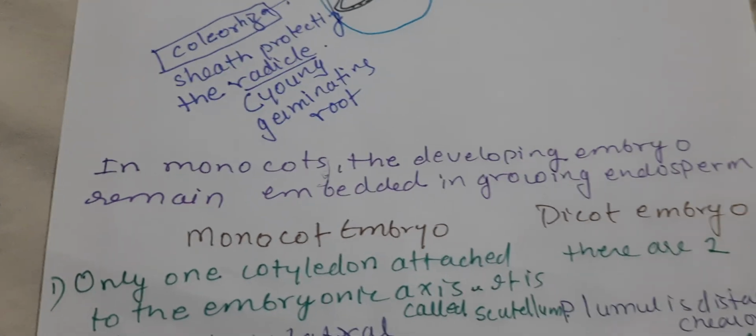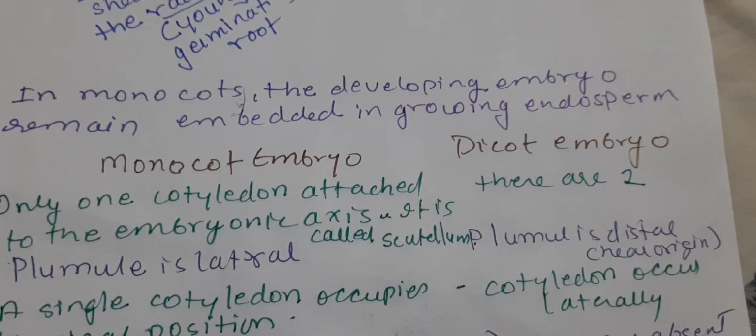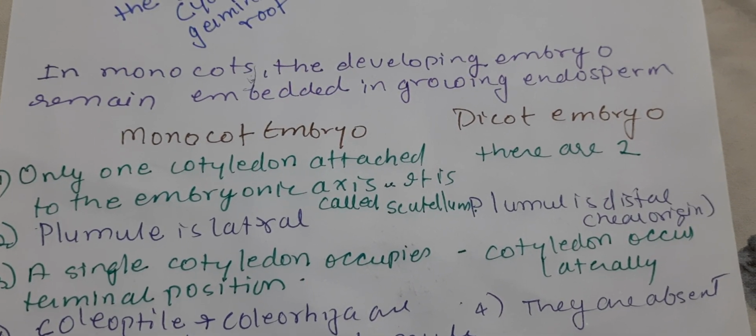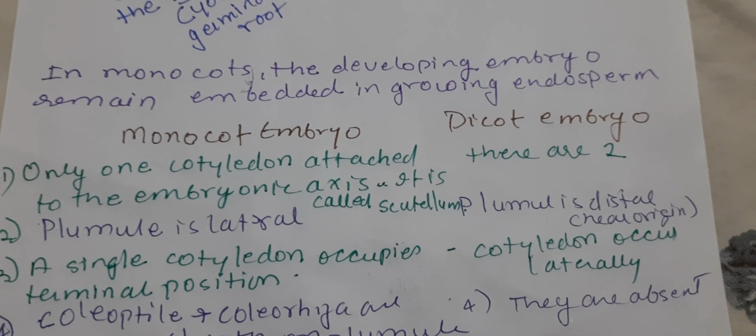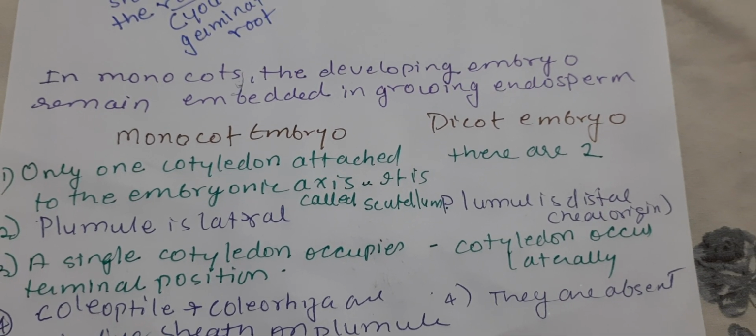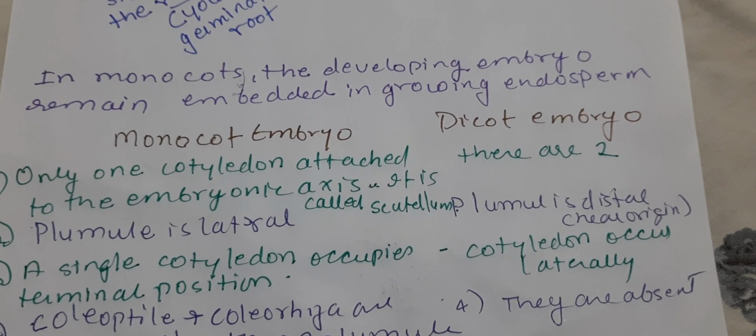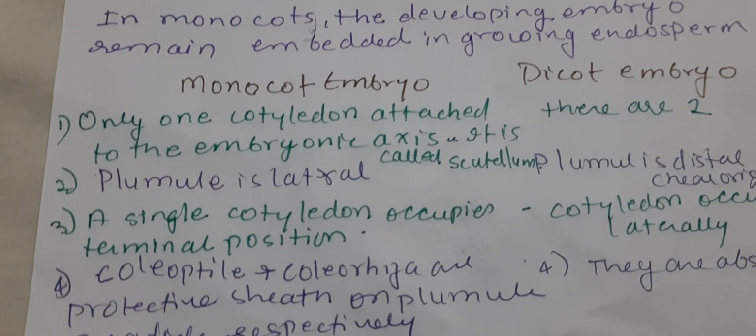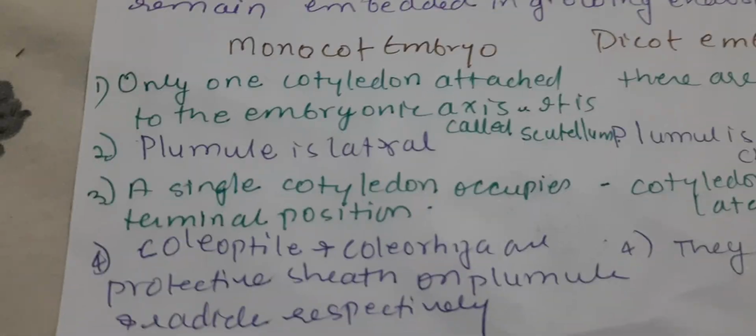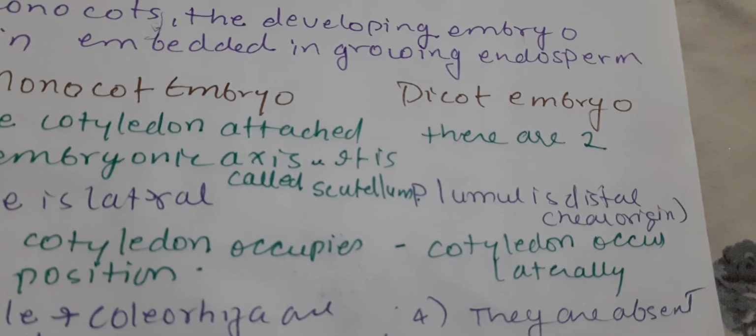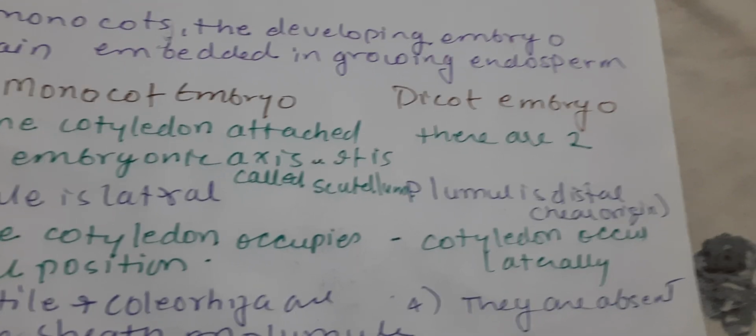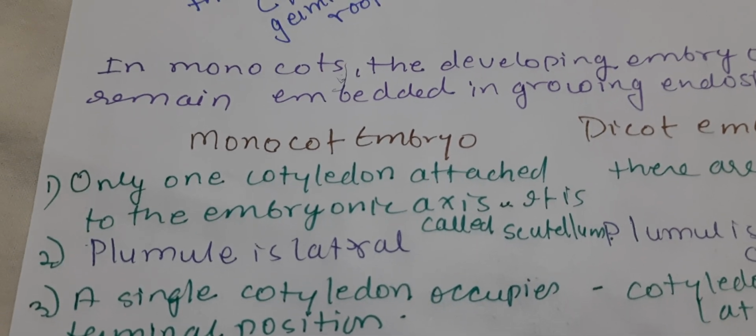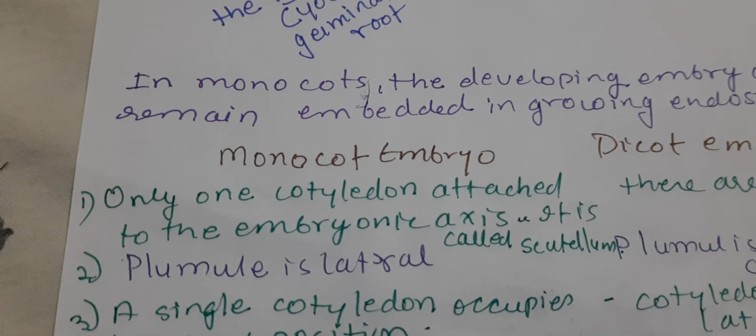Now let's quickly revise the difference between the monocot and dicot embryo. Monocot has just one cotyledon attached to the embryonic axis, and it is called scutellum, whereas dicots have two cotyledons. This one cotyledon occupies the terminal position, here you can see, whereas in dicot two cotyledons are there, but they are lateral, placed side by side.